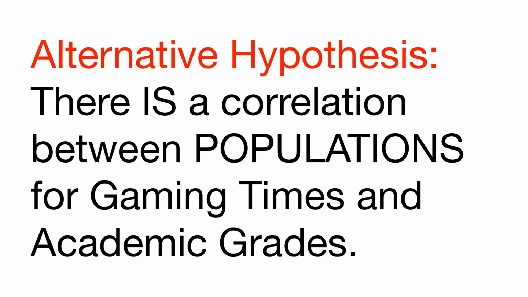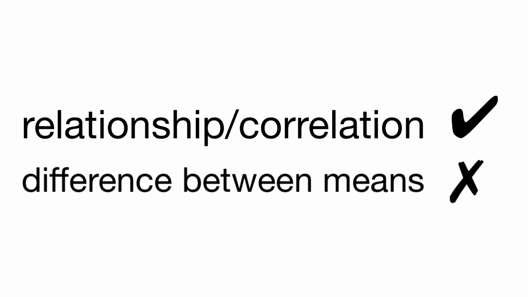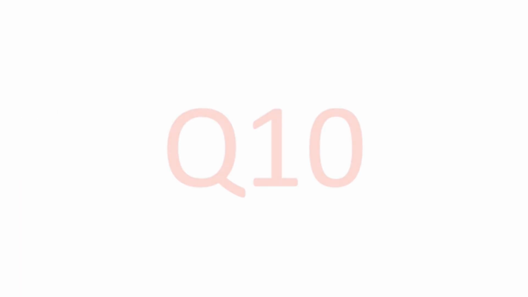The other explanation, the alternative hypothesis, is that there is a relationship or correlation between the scores of the two populations, and that's why we see a relationship or correlation in our sample. Remember, this analysis and these two particular hypotheses are all about a relationship. Don't talk about differences between means here. That wouldn't make sense.